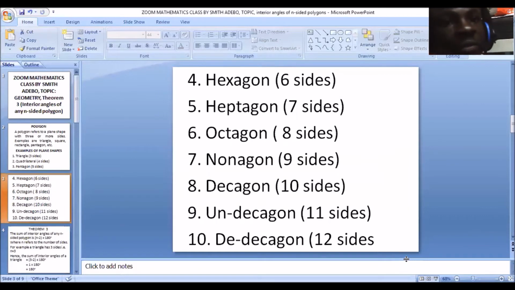Ranging from the triangle to the quadrilateral. Quadrilaterals are plane shapes with 4 sides. Examples of quadrilaterals are the square, which has 4 sides, and the rectangle, which has 4 sides. We also have the rhombus and the kites. All these are plane shapes, and they are called quadrilaterals because they have 4 sides. We then went further to look at the pentagon, hexagon, 6 sides, heptagon, 7 sides, octagon, 8 sides, nonagon, 9 sides, decagon, 10 sides, in that order.